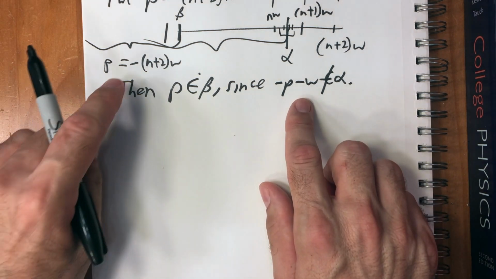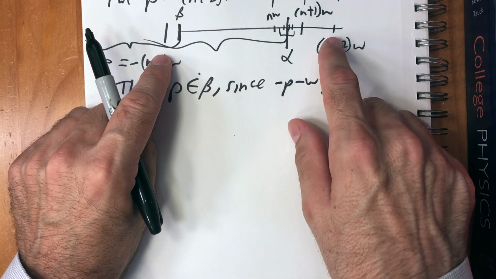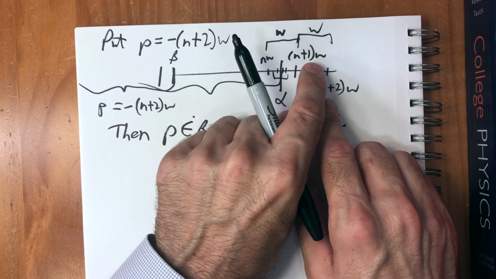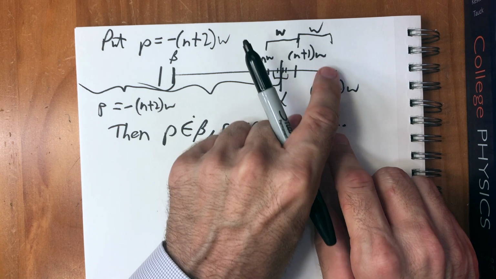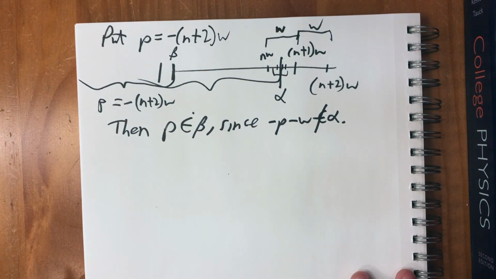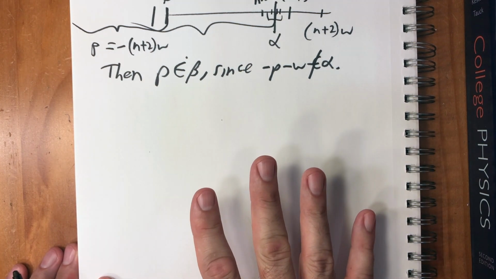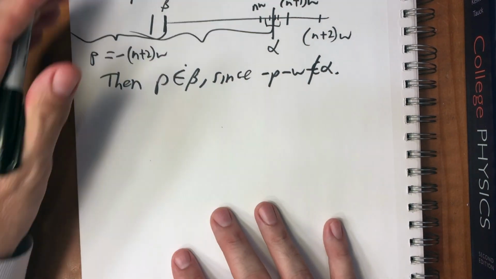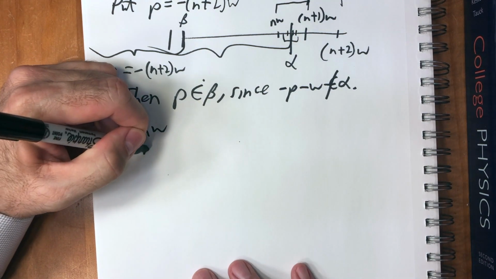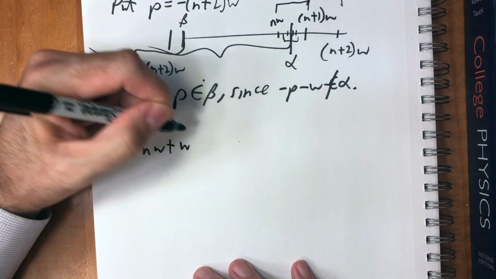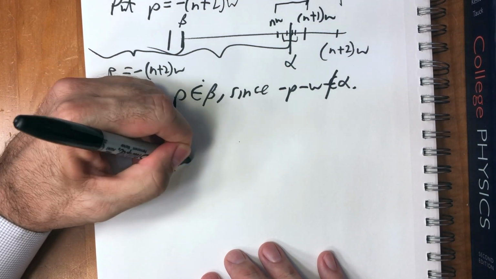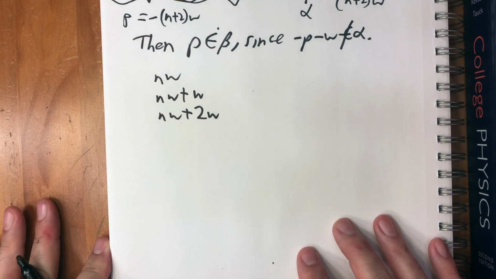So the point is that if this was P, we're not subtracting 1, we're subtracting 1 unit of W from P, from the inverse of P, and we're still going to be outside of alpha. But let's do the algebra to make sure that's true. So let me just write this down. N plus 1 W is actually NW plus W, if you distribute. And N plus 2 W is NW plus 2W.